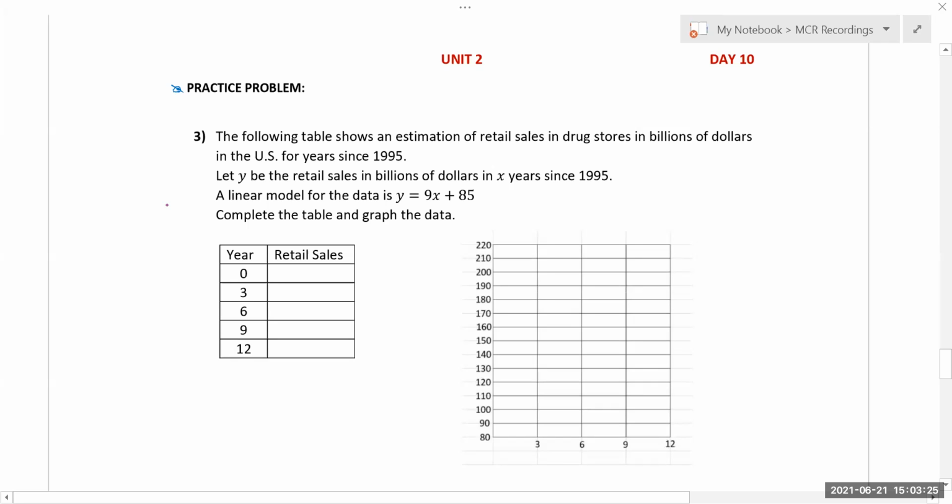Okay, so we have our linear model is 9x plus 85. So we can put these in. This represents your x. So at 0, your sales were 85. And then this is 3 years since. So then you put in a 3, you put in a 6, you put in the 9, and you put in the 12. So if you did not get that, try it now.